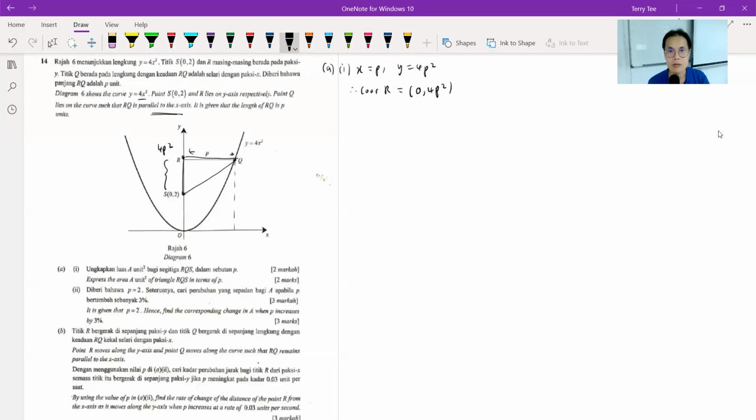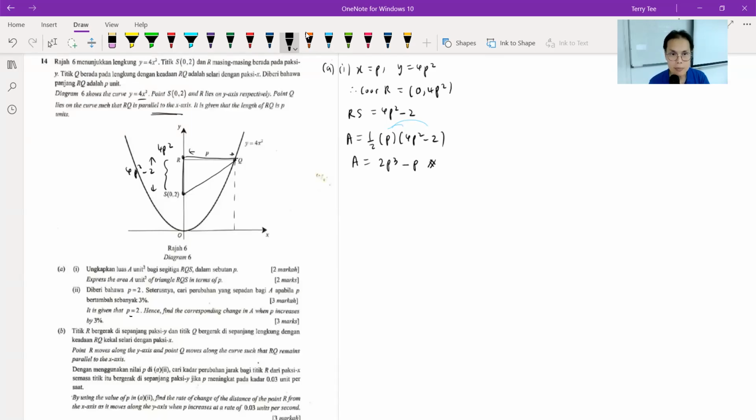To find the distance of RS, I need to take 4P squared minus 2. This is 4P squared minus 2, the height from here to here. Now, for the area of the triangle, we use half times base times height. Put P first, multiplied by 4P squared minus 2. Let's expand this. Half times 4 is 2, P times P squared is P cubed. Then half P times minus 2 is negative P. So your A is 2P cubed minus P. So I've got A in terms of P.